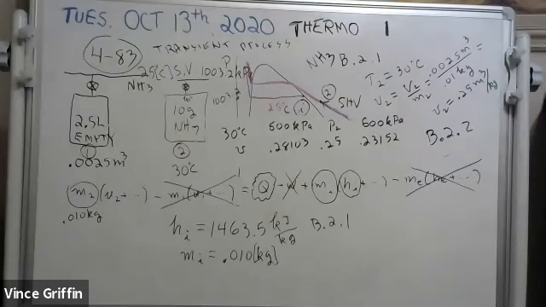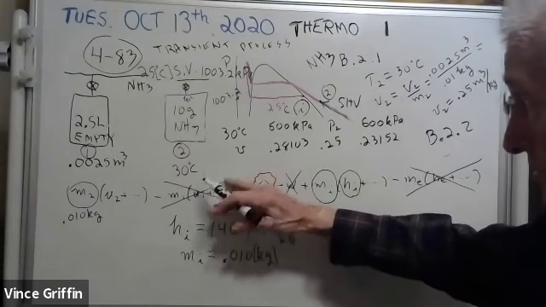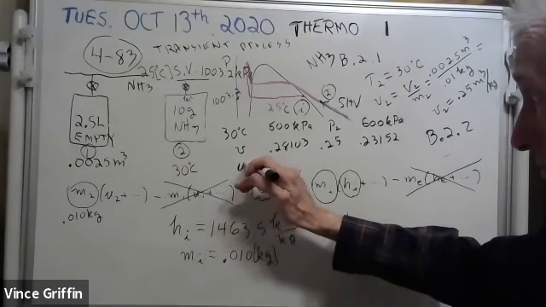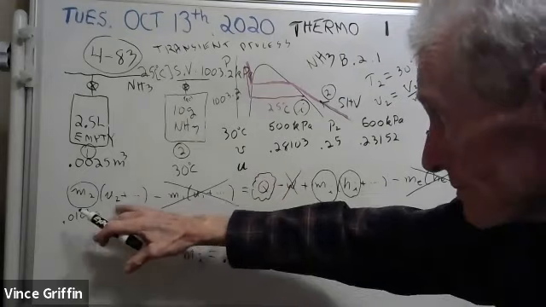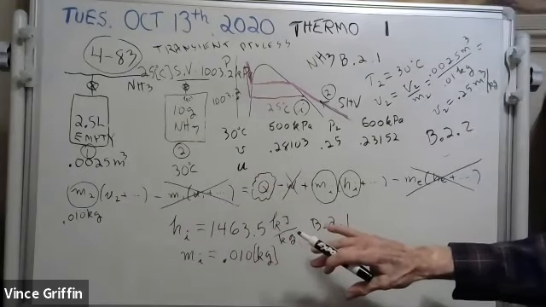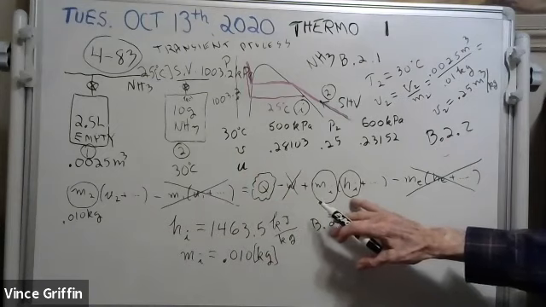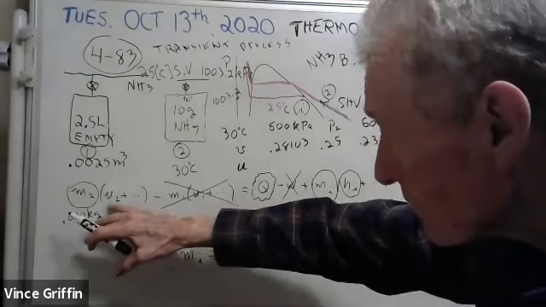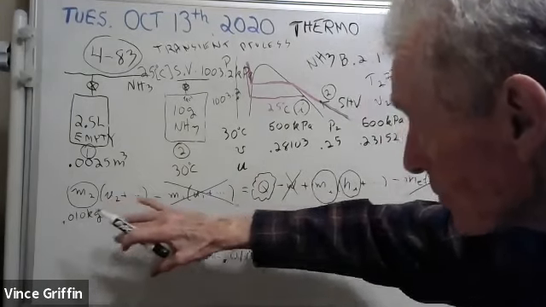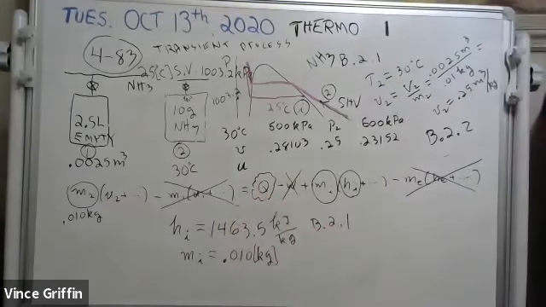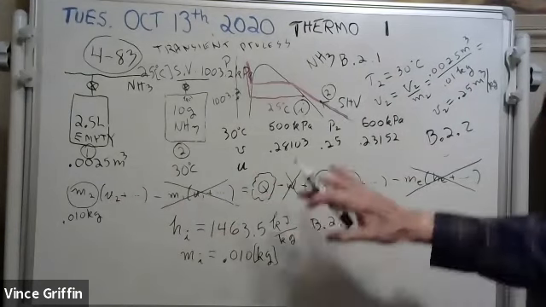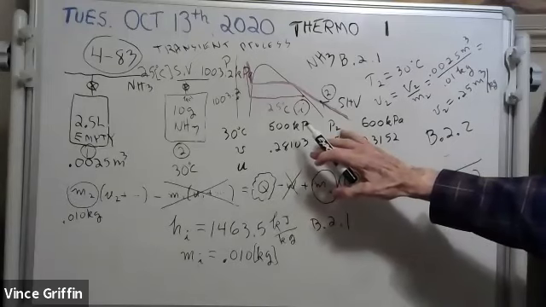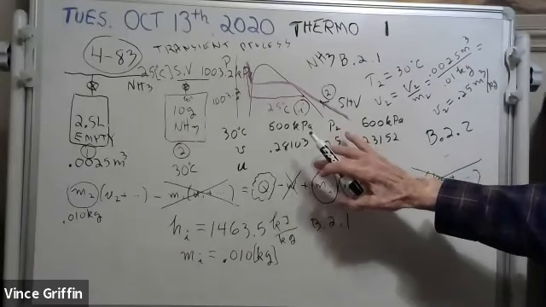But see, what we really need is this U2. We need the U. In this equation, we got everything else, but we don't have that U2. If we can get that little U2, we can get the heat transfer. Oh, by the way, we can also get the pressure. Let's get the pressure first.